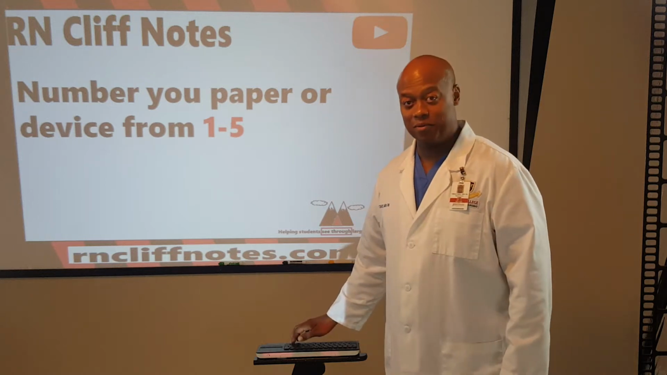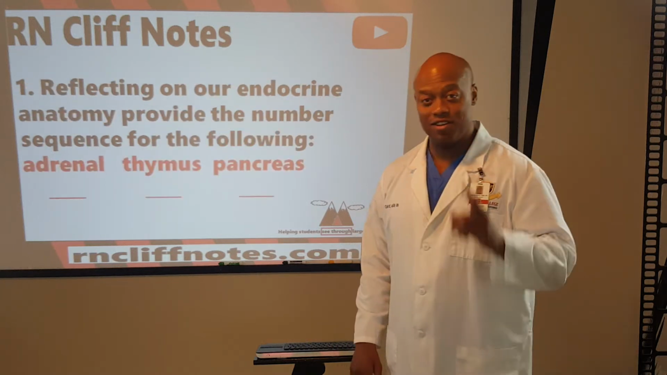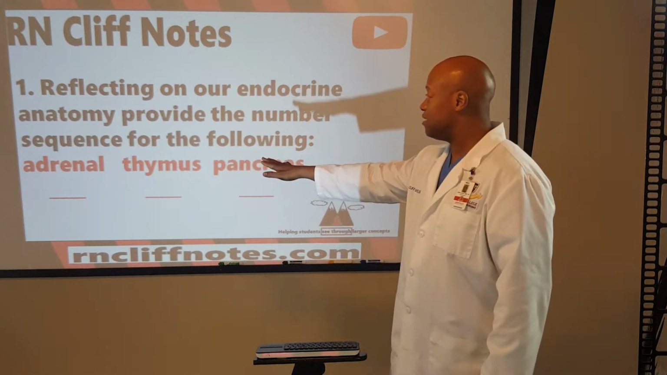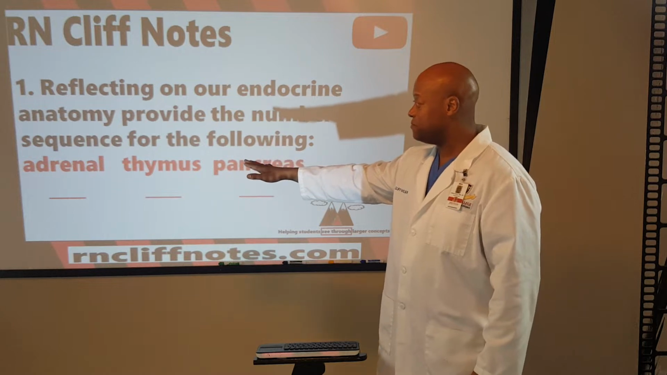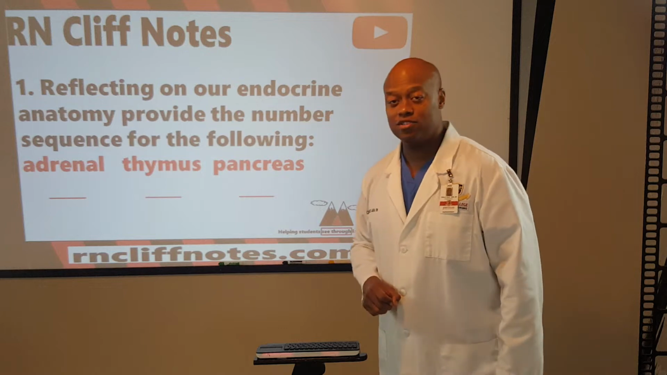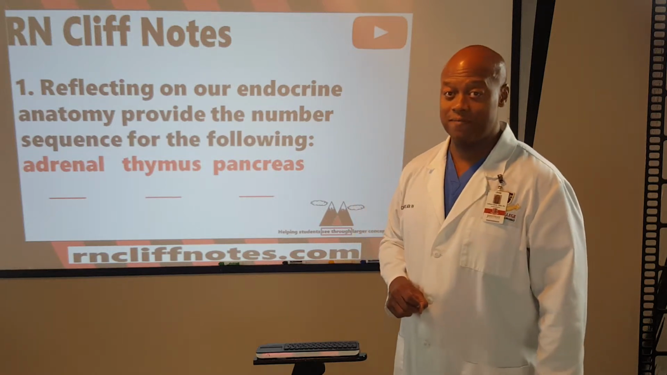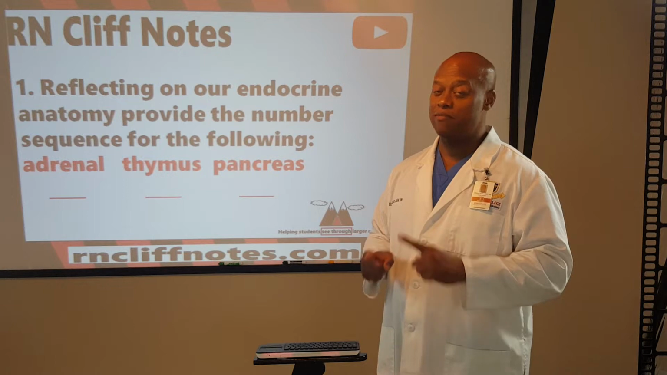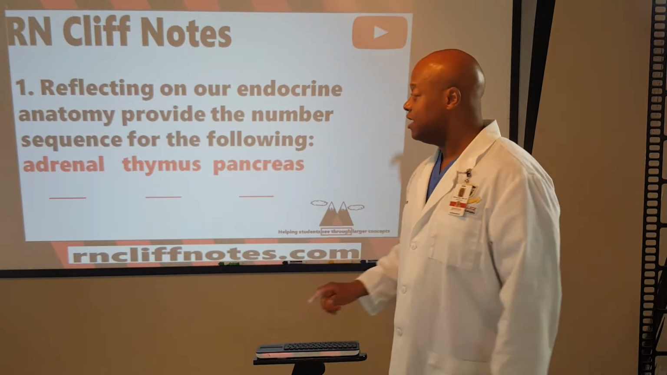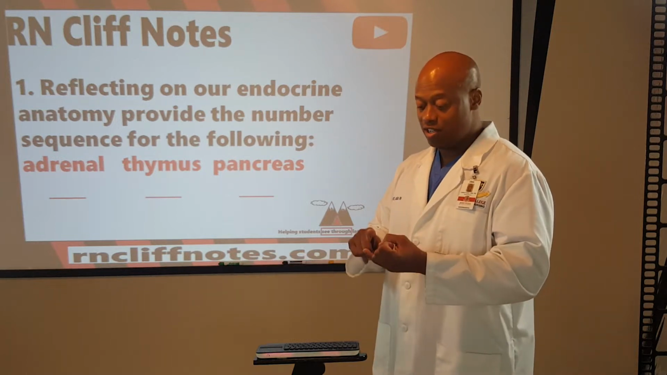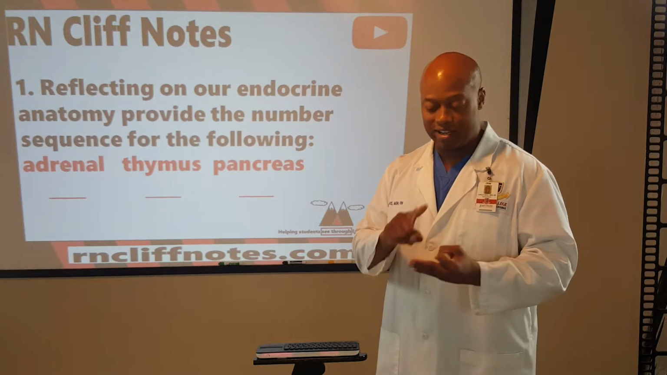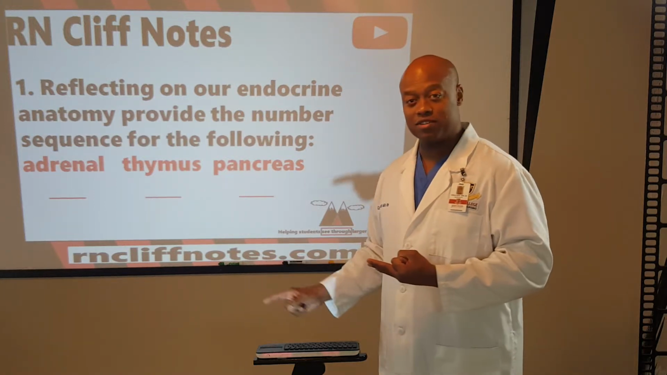Jumping right in. If you watched the previous video, we're reflecting on our endocrine system anatomy, and we want to provide a number sequence for the following structures in the endocrine system, okay? So remember that anatomy picture we have. We're going to bring that back, but we want you to identify a number code, and you're going to identify these in order: the adrenal glands, the thymus, and the pancreas. So those three numbers that correspond to those structures, okay?